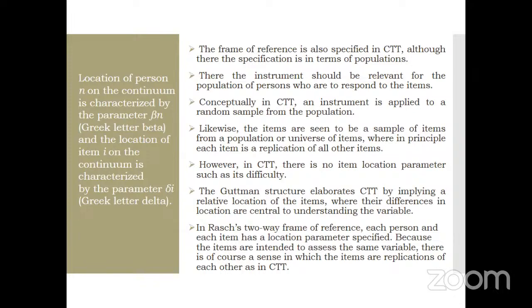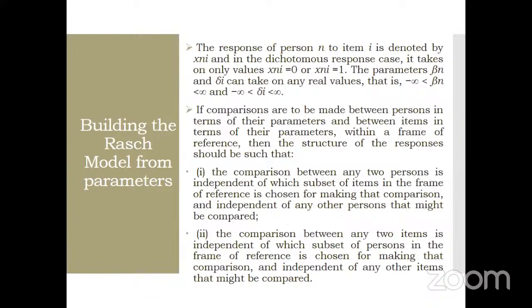So this Rasch's two-way frame of reference did not come out of the blue. As you can see, it can be very easily derived from the classical test theory approach and the concepts of Guttman structure. So both classical test theory and the Guttman structure actually contributed to the development of the Rasch model of measurement. Okay, so if we are trying to build this Rasch model from these parameters, we know that the Rasch model is a probabilistic model. So how do we build it?